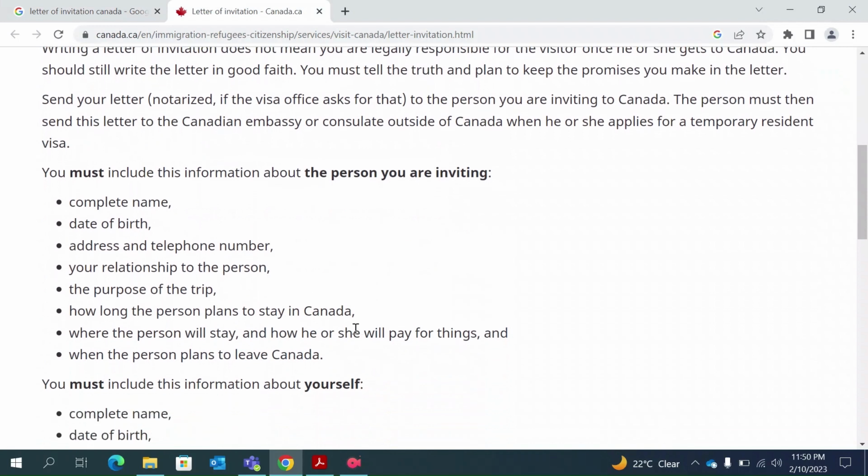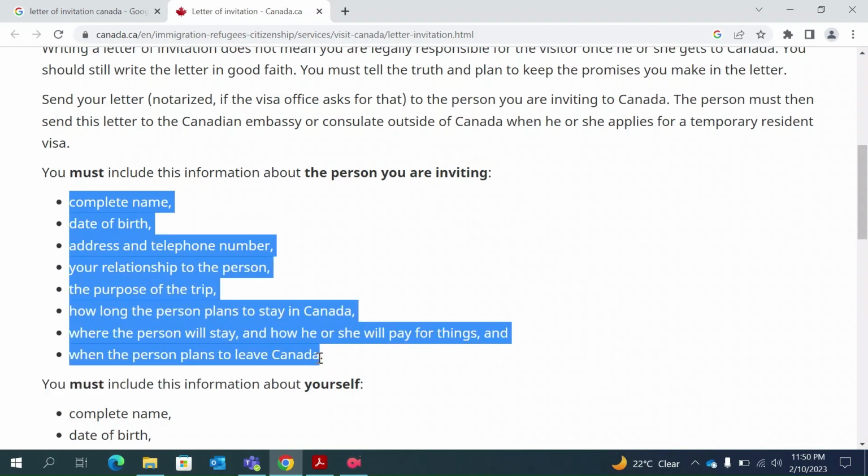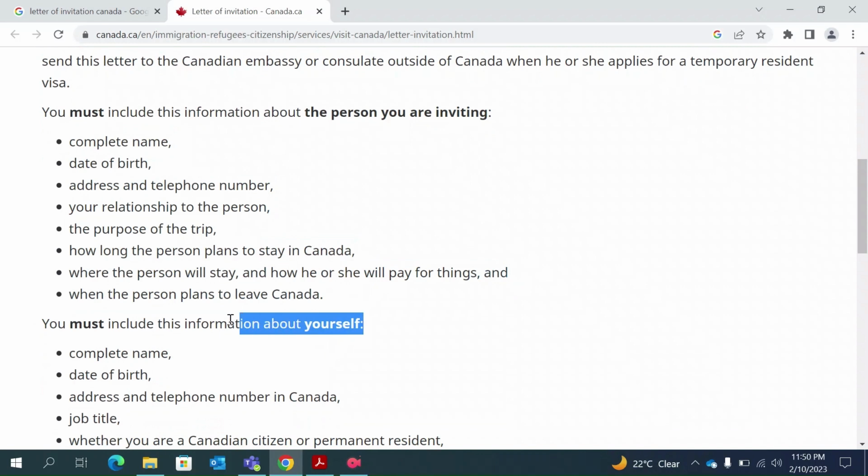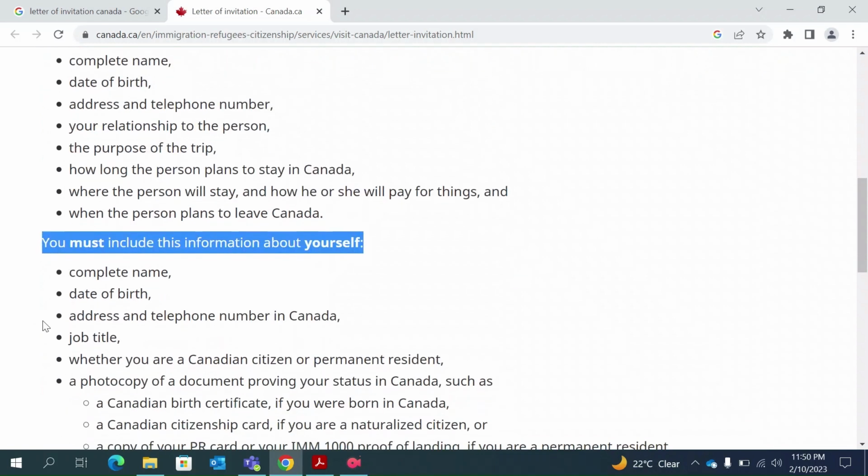So there are two sections over here. The first one is for the person that you are inviting. So if you are inviting your parents, this is going to be their detail, and the second information they need is for your information. So these are your detail. Don't worry, I'm going to be talking about it in detail. So now let me go back.